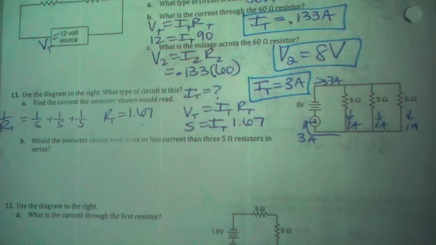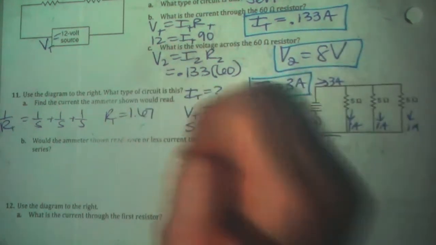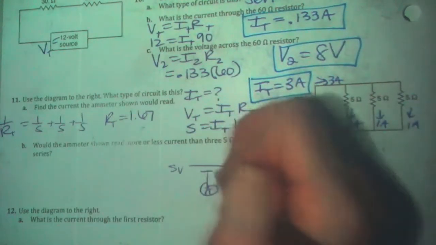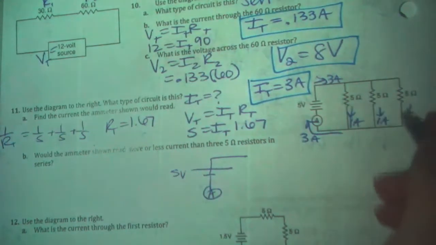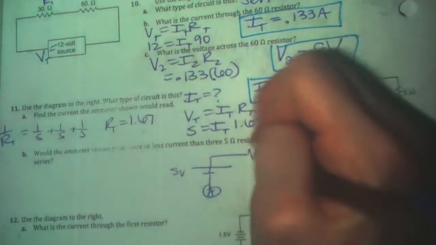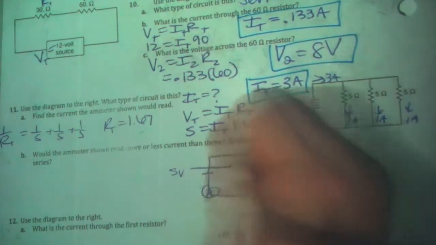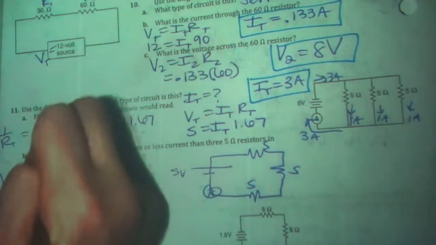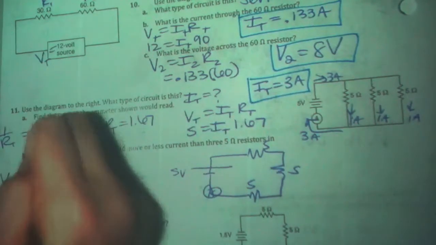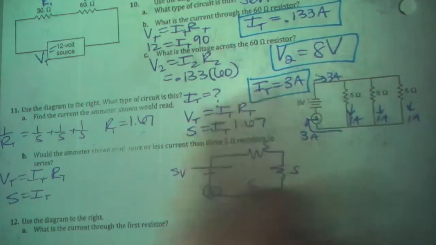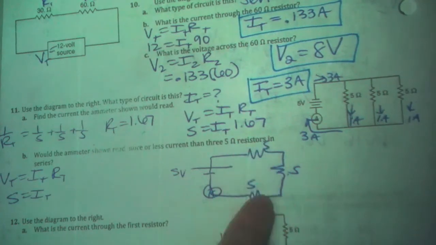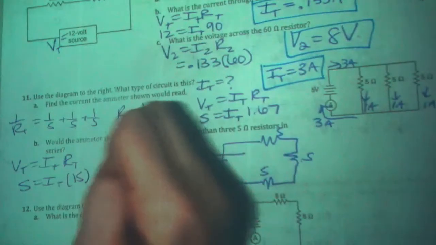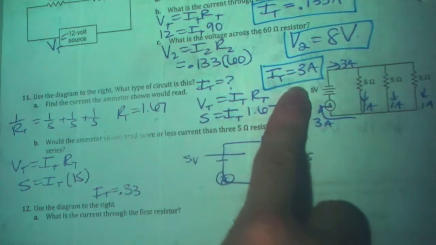Would the ammeter shown read more or less than 3 5-ohm resistors in series? So let's say I still have a 5 volt, I still got my ammeter right here, but what if instead of 3 5 ohms in parallel, I have them in series, like this. 5, 5, 5. If you were to find this current right here, V total equals I total R total, same voltage, new total resistance. My total resistance, instead of being the 1.67, is just going to be 5, 5, and 5, which is 15. That's going to divide over and give me a total current of 0.33 amps, which is definitely less than 3 amps.